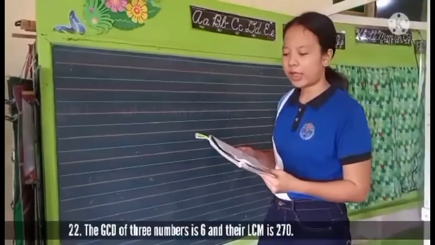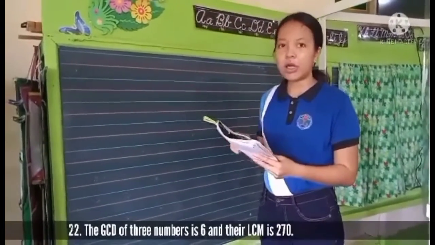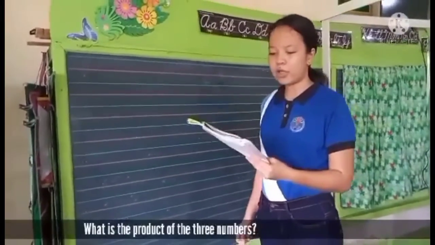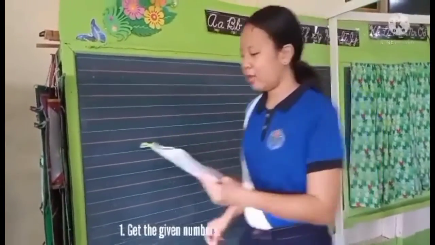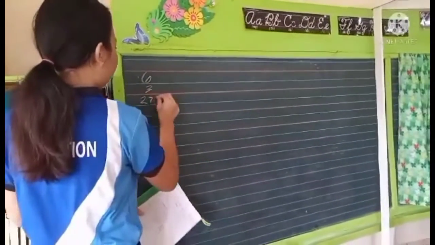The GCD, or the greatest common divisor of three numbers, is 6. And their LCM, or least common multiple, is 270. What is the product of the three numbers? Siyempre, first, get the given numbers, which are 6, 3, and 270.